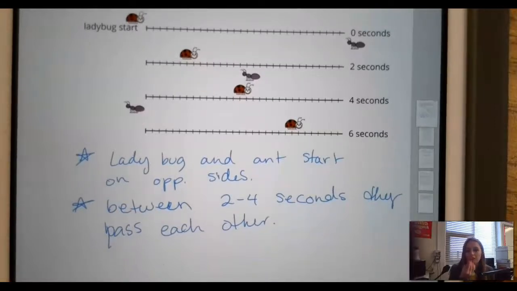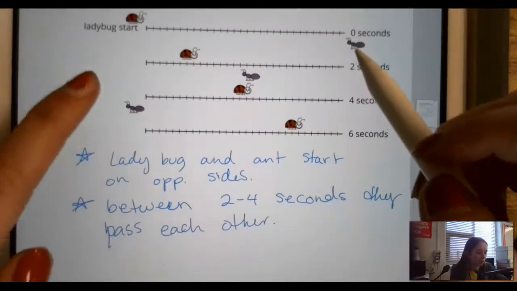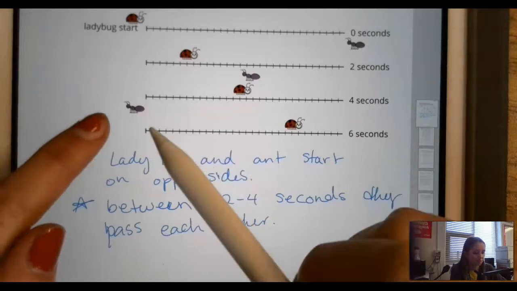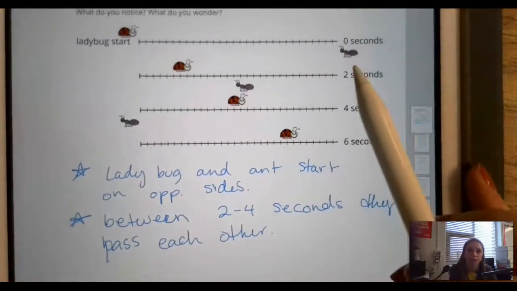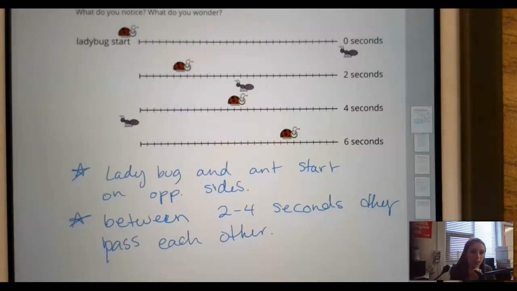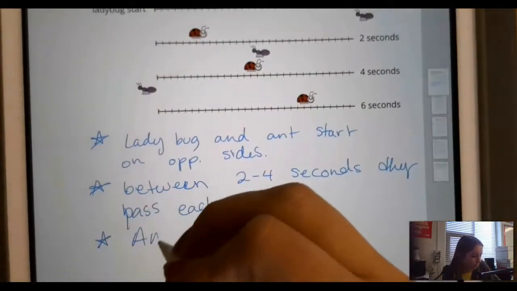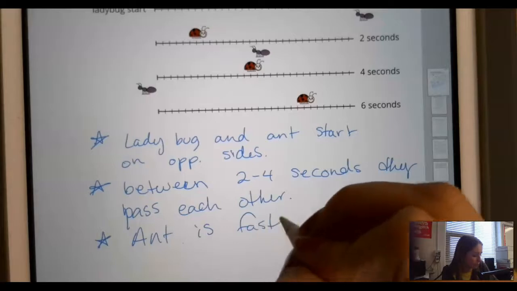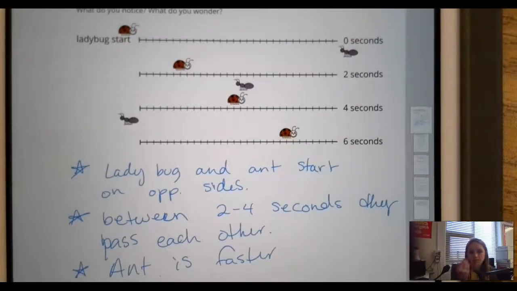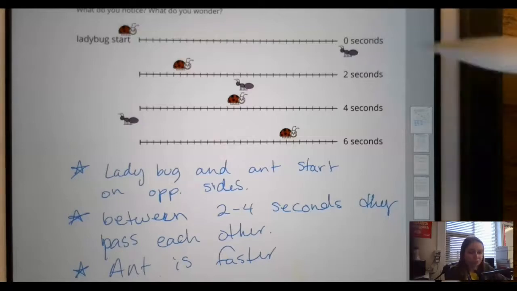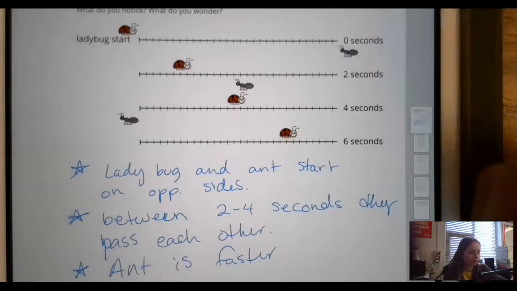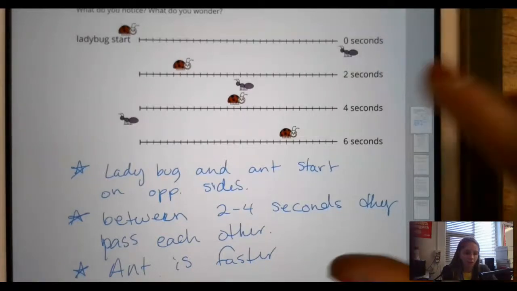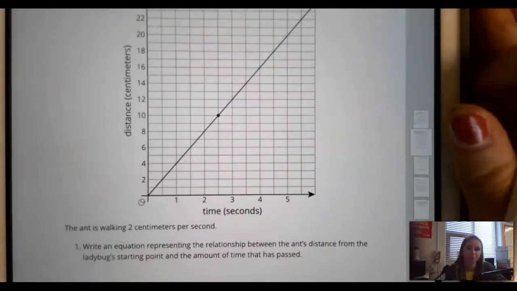Alright, one other thing you might notice is that after 6 seconds, the ladybug is still going. So we can assume that the ant is moving faster than the ladybug. So ant is faster. Alright, so we could also calculate what rate each of them are moving at. So if you wanted to be more specific, we could do that and figure out what rate each of them are walking at, but just what we have down is good. So now we can go ahead and move on to the next one.